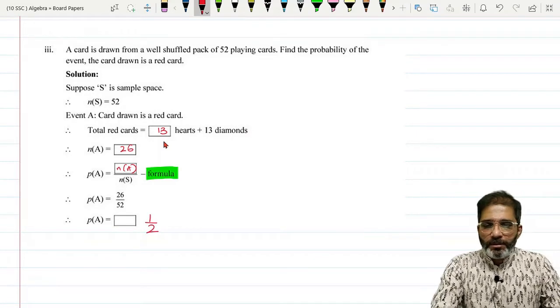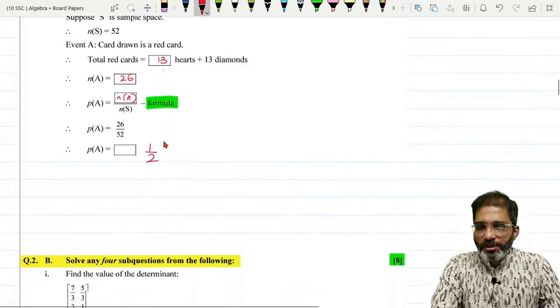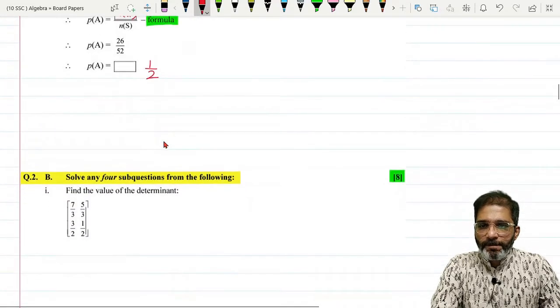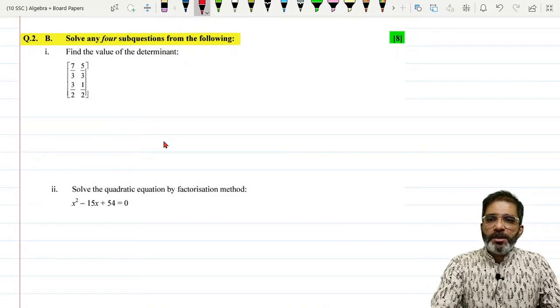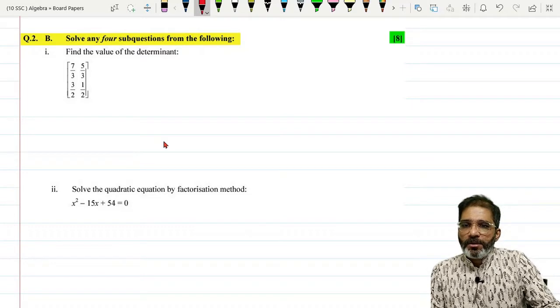Okay, so we finished with question 2a, all the activities. Okay, now let's start with question 2b. We have to solve. Okay, so let's see the solution.